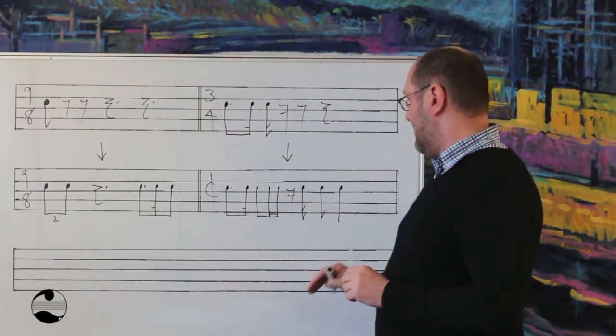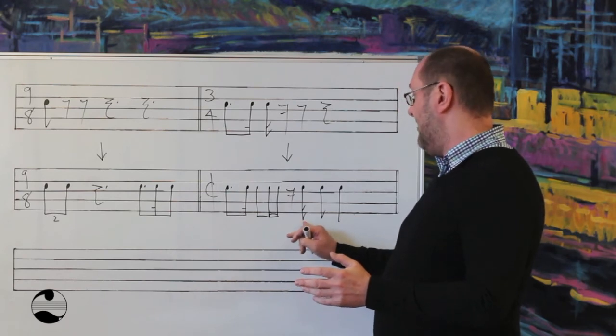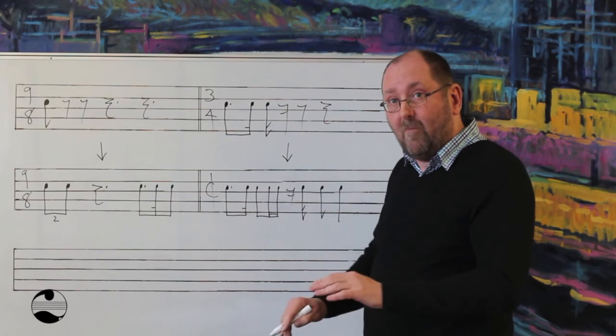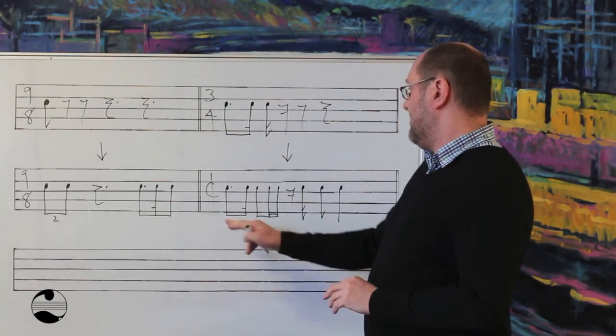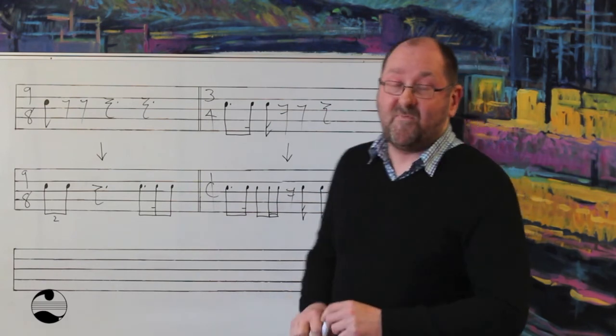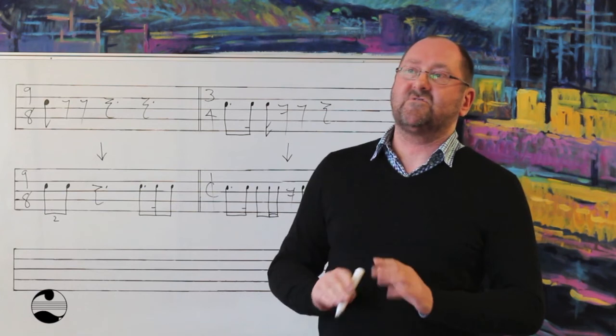Let's just double check that. So crotchet, quaver, and then semiquaver plus semiquaver rest is quaver. That's the whole bar accounted for. One beat, two beats.